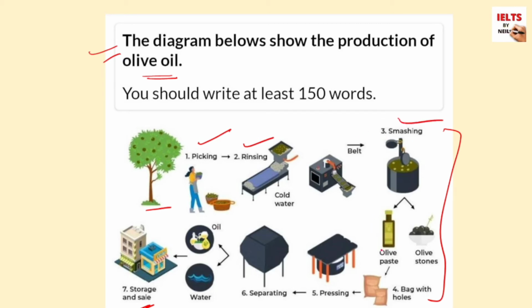After that, there are two products. After smashing is olive paste and olive stones. And olive paste is baked with holes. Number 4. Fifth step is pressing. 6th is separating. After separating, there are two products, oil and water. And after that, it is storage and sale. That is the 7th process. Total number of steps involved in making olive oil is 7 steps.